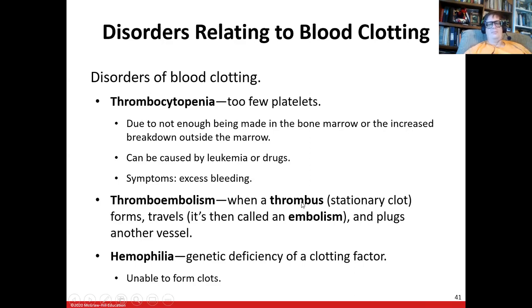Thromboembolism is when a thrombus, that's a clot that's in place, breaks off and starts traveling through the body. That's an embolism. And then it plugs the blood vessel. This can cause a stroke. This can cause death. This is bad. All right, hemophilia, a genetic disorder that stops you from making clots. The name means the lover of bleeding. So they thought, oh, this person really wants to bleed because they bleed and they bleed and they bleed. It's because they're not able to form clots.